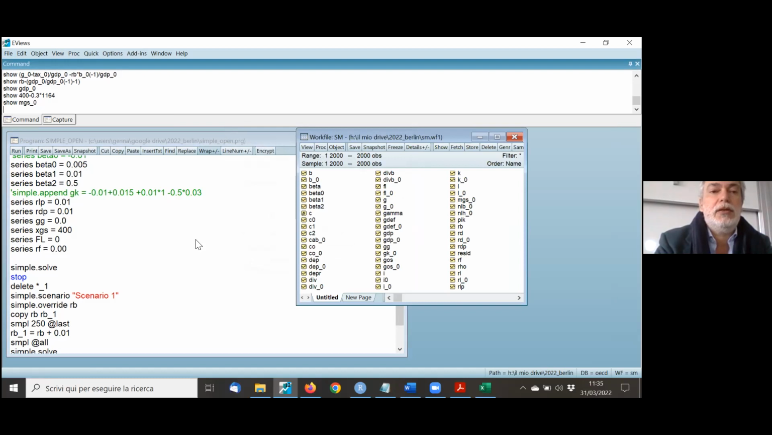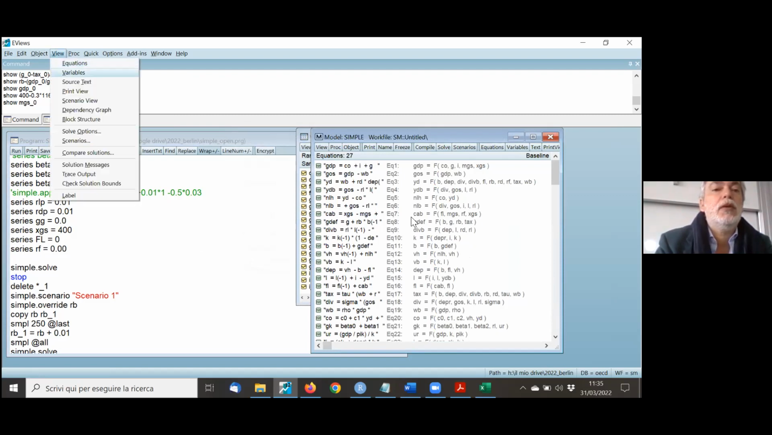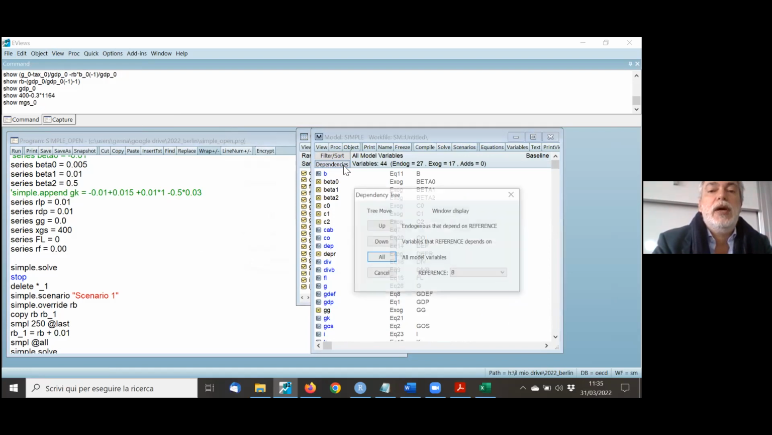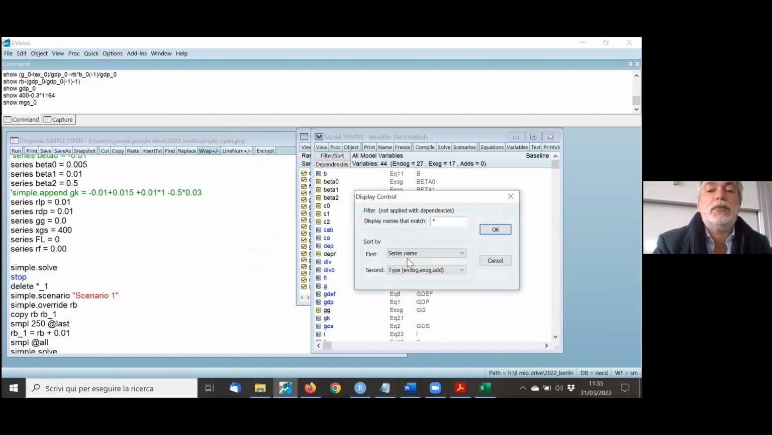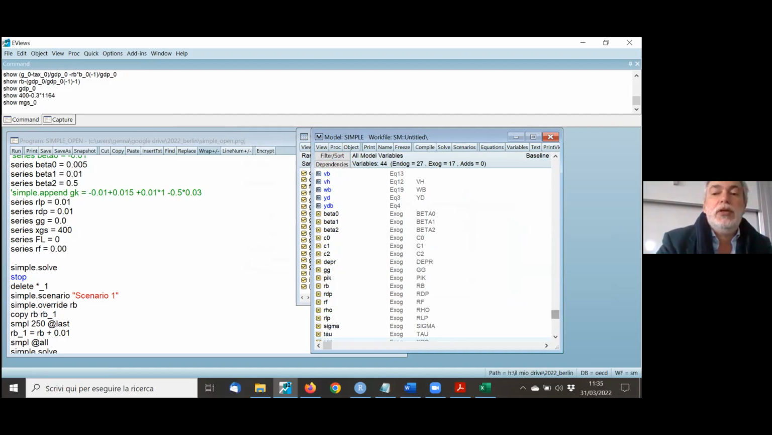And let's look at the model. So let's see whether we have something to be endogenized. So now our exogenous are the parameters we had at the beginning, the growth rate in government expenditure. We now have two interest rates which are exogenous, and exports. So everything looks okay.